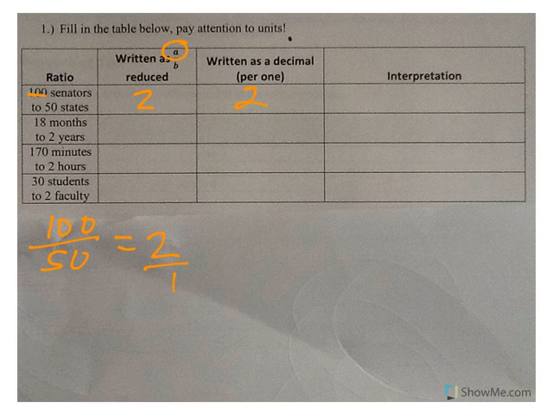Now, when you're doing an interpretation, you still need to think of it as the fraction because on top we have the senators and on the bottom we have the states. So our interpretation, we have 2 senators for each state. Right? Because each means 1. So there are 2 senators for 1 state. And that makes sense if you know your government, I guess.